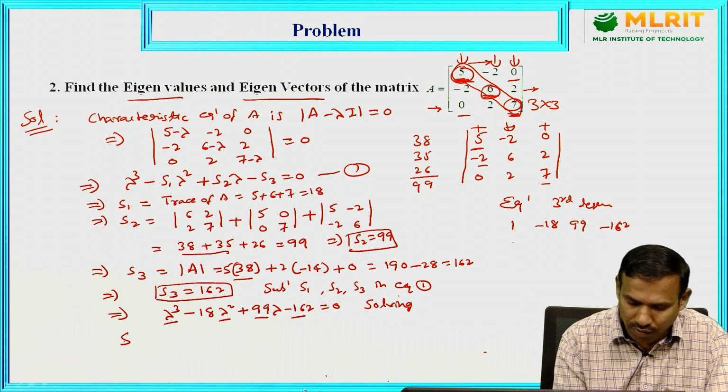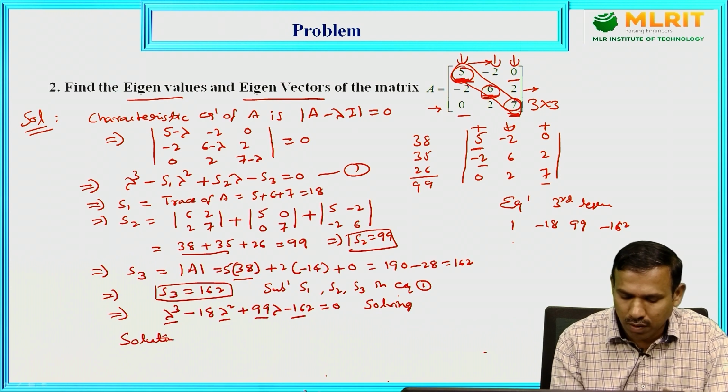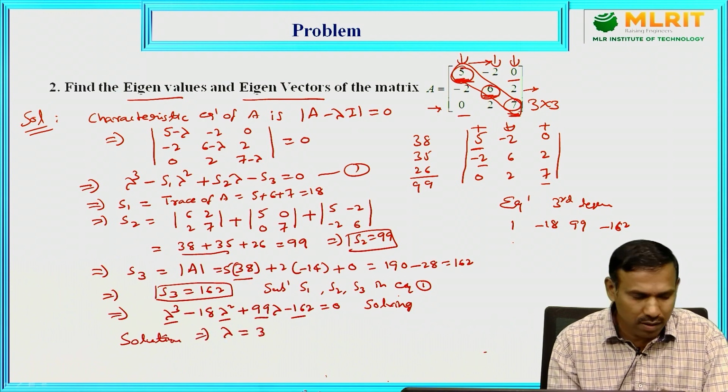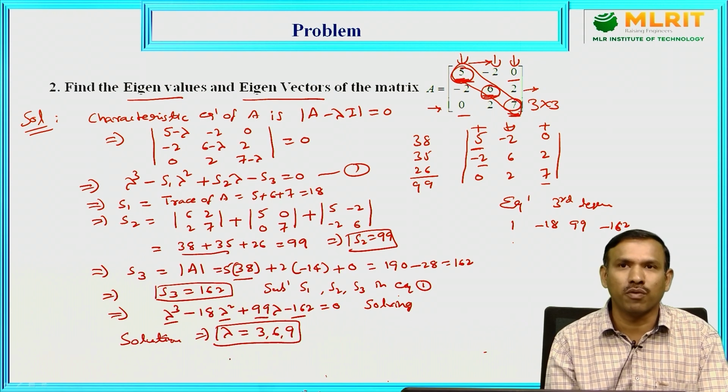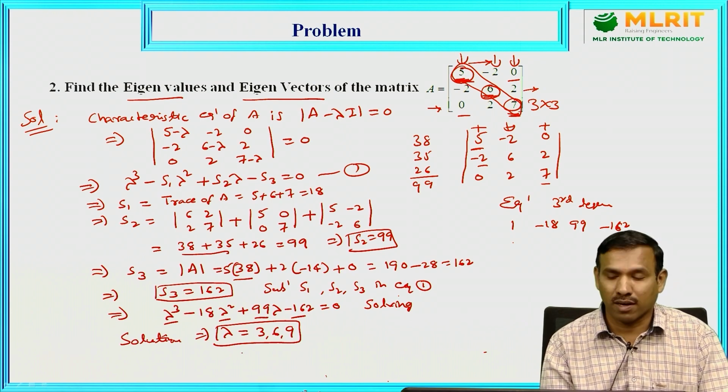Now solving, what we are getting, solution: lambda is equal to, here I am directly writing, 3, 6, 9 are the roots of the above equation. Then we need to check whether it is correct or not.